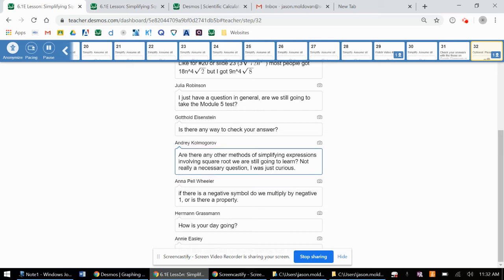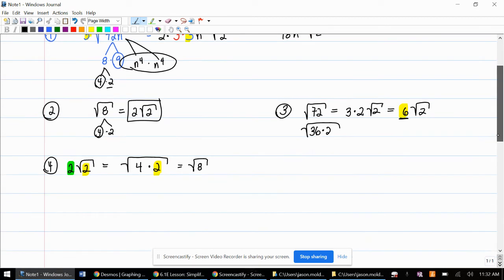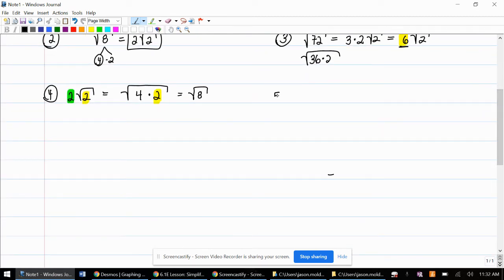So I'll come back to that, although I think I answered that. If there's a negative symbol, do we multiply by -1? Or is there a property for that? That's a great question as well. And so we'll look at maybe a fifth example, which is that, yeah, if we have a negative, then we just carry it over. We can think of this as -1 times that. We don't include it in our factor tree, and we would just bring this over and say that this is -2 root 2, or -1 times 2 root 2, which is -2 root 2.